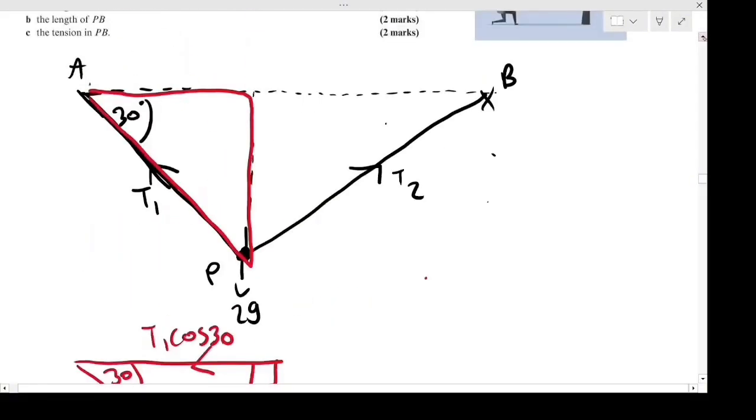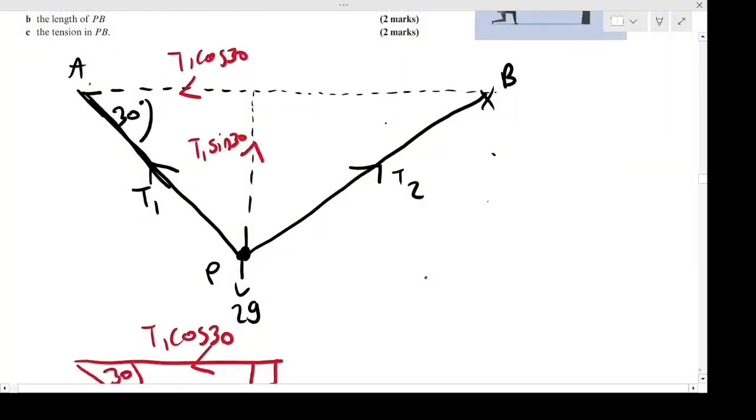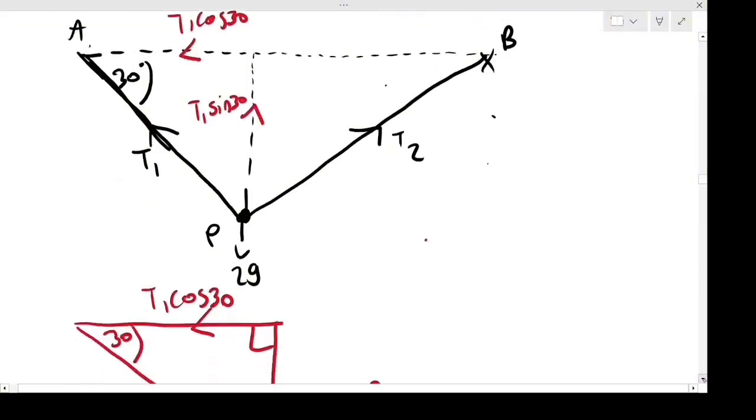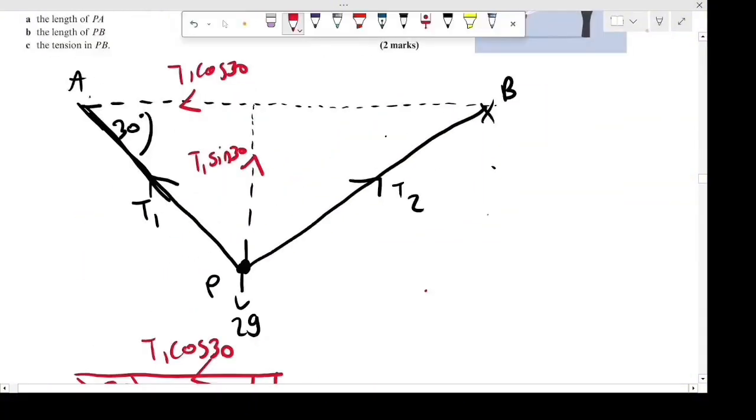So then if I add this to my main diagram here, we're going to go up by T1 sine 30, then to the left by T1 cos 30, and hopefully you can see that matches the tension force here, okay? So there we are, we split up the tension force vertically and horizontally, so up and down, left and right. Right, I'm going to do the exact same for the other tension here. So now I'm going to be focusing on this triangle here.